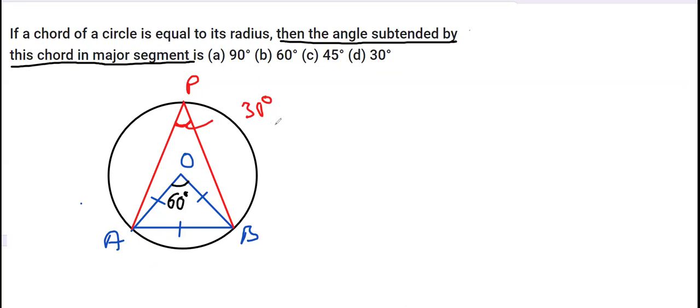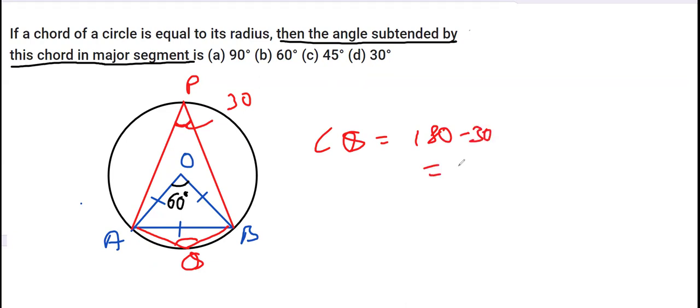Now, in case they ask you the angle subtended by this on the minor arc, then it would have been this angle. Assume this is Q. We can say PAQB is a cyclic quadrilateral, and opposite angles of a cyclic quadrilateral are supplementary. So in that case, we could have calculated Q as 180 minus 30, that is equal to 150 degrees.